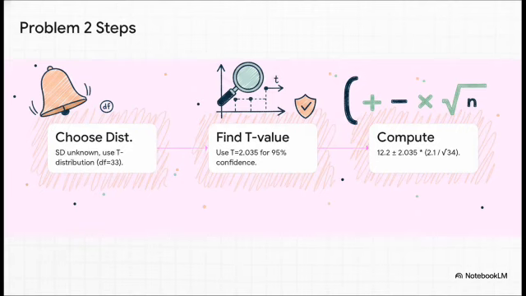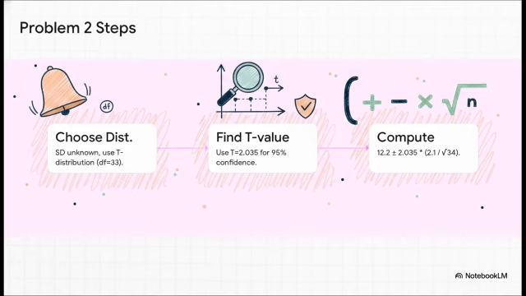Step 1, we absolutely must use the t-distribution. We also need to find our degrees of freedom, which is just the sample size minus 1. So 34 minus 1 gives us 33. Step 2, looking at our t-table for 95% confidence and 33 degrees of freedom, we find our t-value is 2.035.